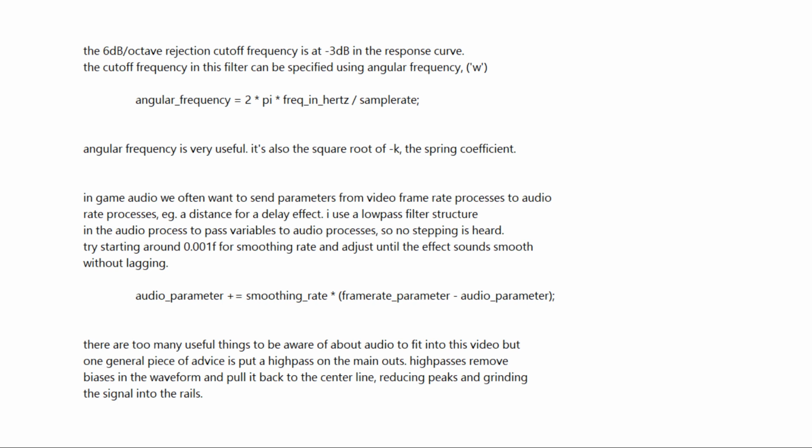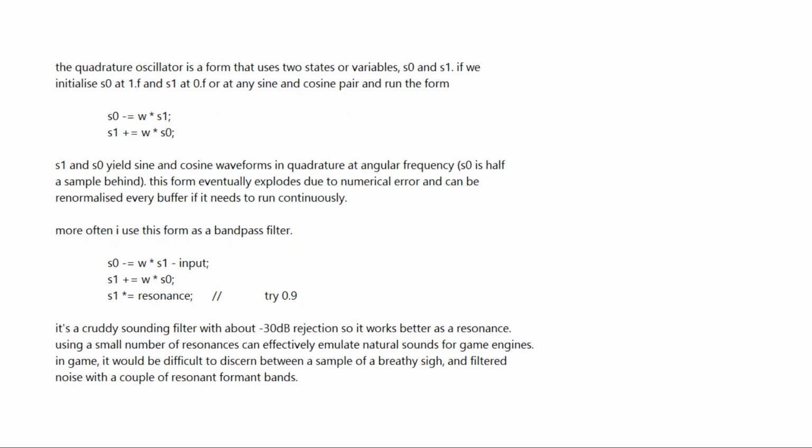There are too many useful things to be aware of about audio to fit into this video, but one general piece of advice is put a high pass on the main outs. High passes remove biases in the waveform and pull it back to the center line, reducing peaks and grinding the signal into the rails.